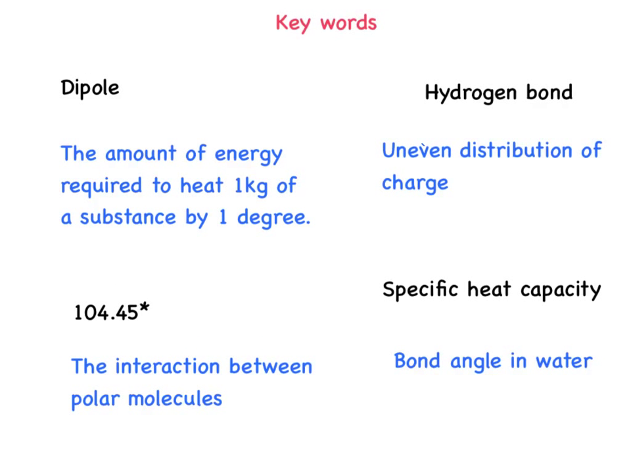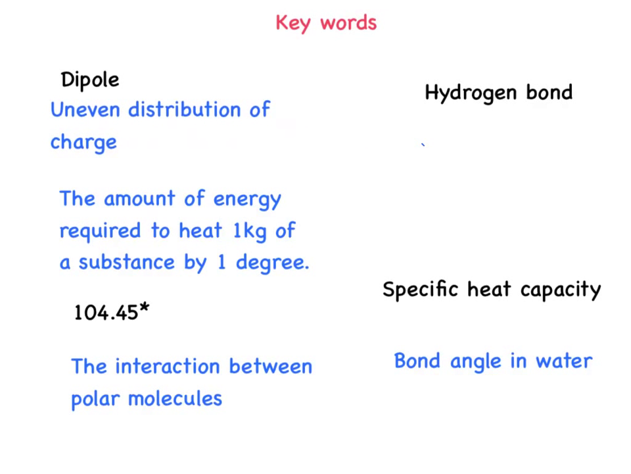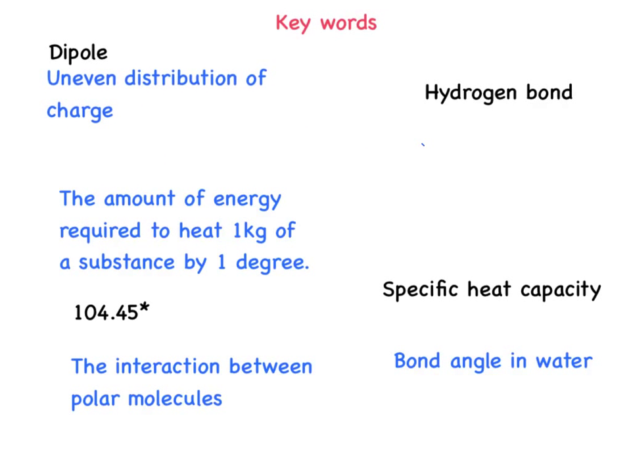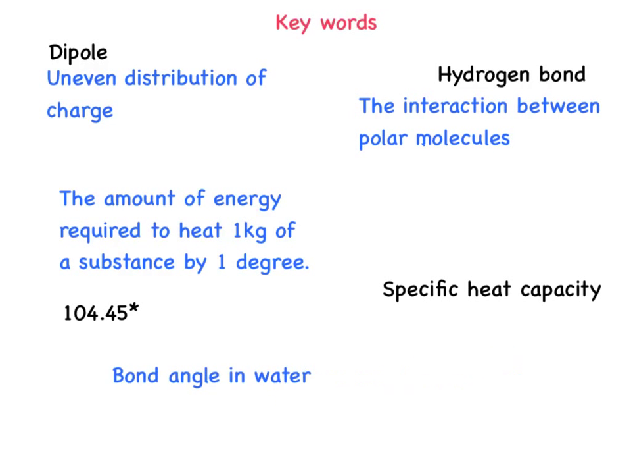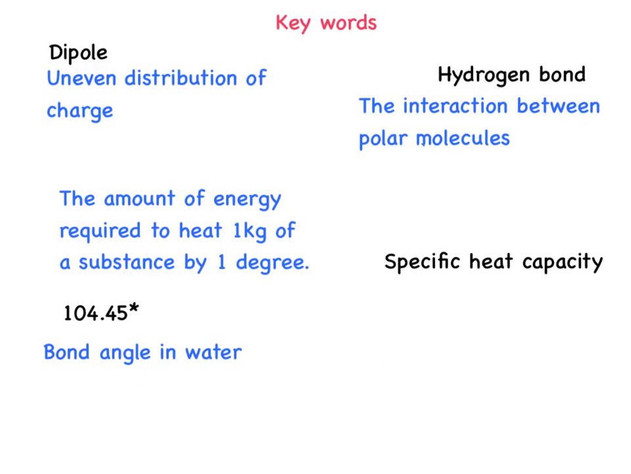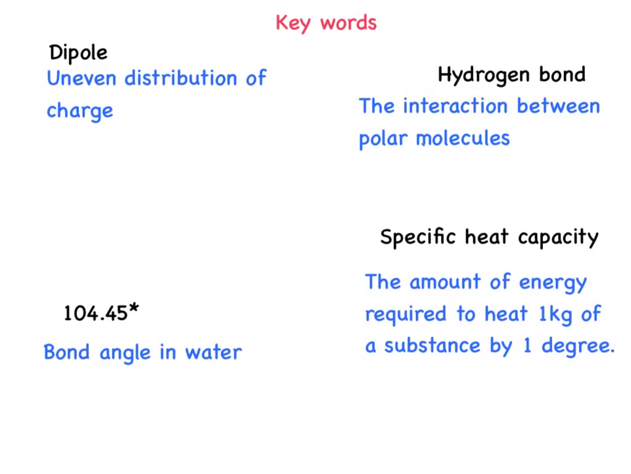So if we start with dipole, dipole is the uneven distribution of charge. Then a hydrogen bond is the interaction between two polar molecules, or several polar molecules, normally two. 104.45 degrees is the bond angle in water, which leaves specific heat capacity to be the amount of energy required to heat 1 kilogram of a substance by 1 degree.